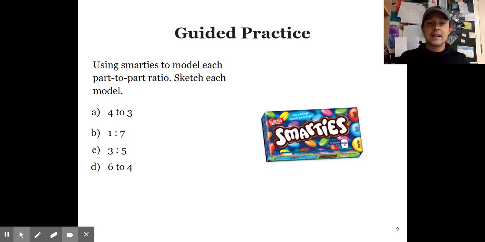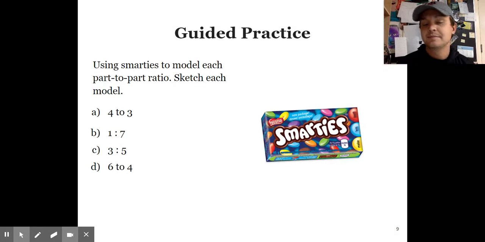Okay, now it's time to do some guided practice. This is where the Smarties come in. So at your desk or wherever you are, using Smarties, model each of these part-to-part ratios. And then once you've modeled it, sketch each model. So A is 4 to 3, B is 1 to 7, C is 3 to 5, and D is 6 to 4. So use Smarties to model. Go.